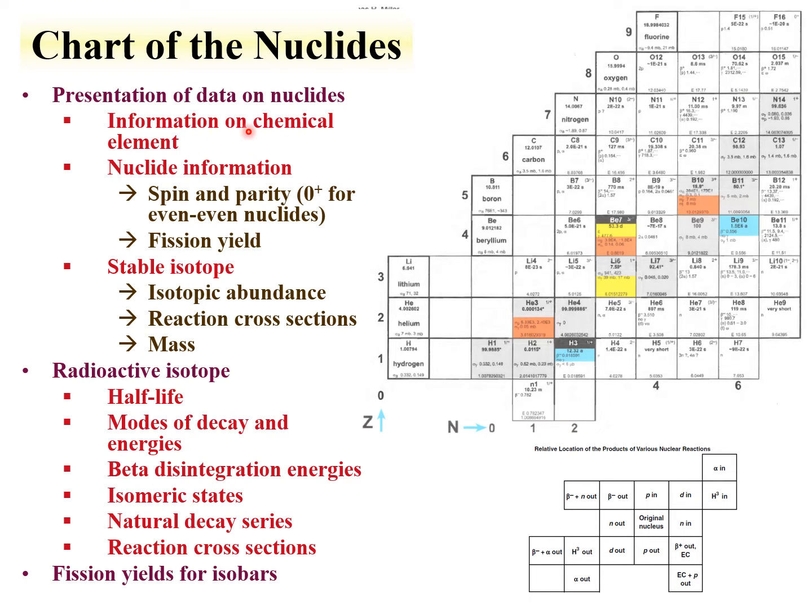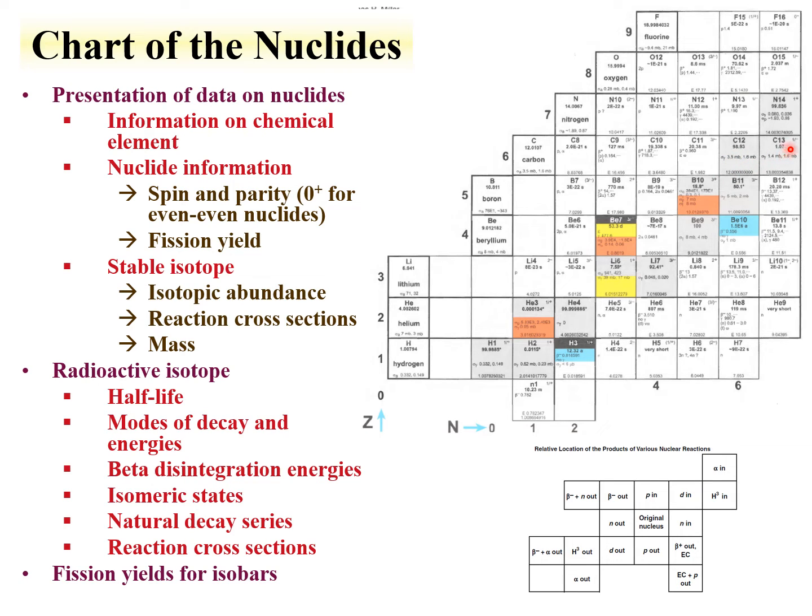Initially, information on the chemical elements is given. For instance, as shown here, you can get the atomic mass and the average cross-section for each element. There's also nuclide information. For any given isotope, you can see the spin and parity. For instance, shown here, boron-8 is 2+, carbon-12 is blank, because it's 0+. Spin and parity are 0+ for even nuclides, so they don't even list those.